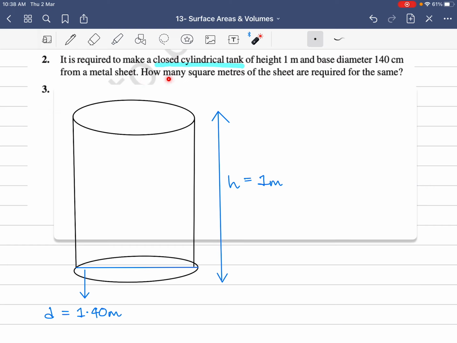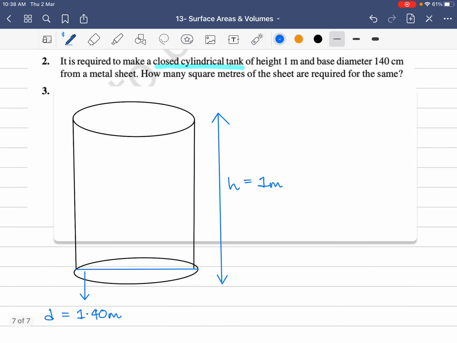Now, how many square meters of the sheet are required for the same? So we want to construct this closed cylindrical tank. Now the word closed is very important. I'm going to highlight it separately. Closed cylinder means that this roof and this base of the cylinder are also included. We have to close it.